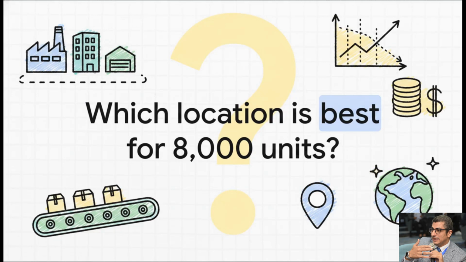All right, it is time to put this into practice. Based on the recap we just viewed, if a company's expected output is exactly 8,000 units per year, which location provides the lowest total cost? I want you to drop your answers in the comments right now. Go ahead, I'll give you a second to think about it.